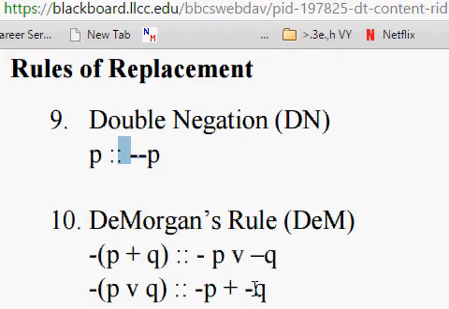Now, the first one's just double negation. And anytime you have P, if you have the negation of the negation, then it's true. So if you say, like, I'm not something, then you're saying you are. Like, I'm not going to the store. That means the same thing as I'm going to the store. Something like that. Sometimes people use double negatives all in their regular speech.